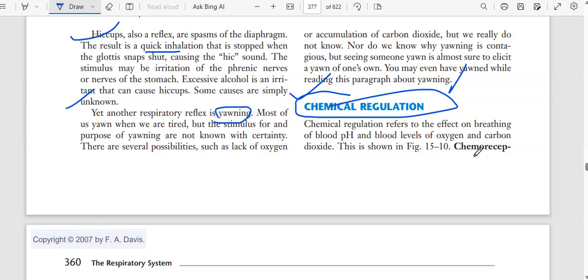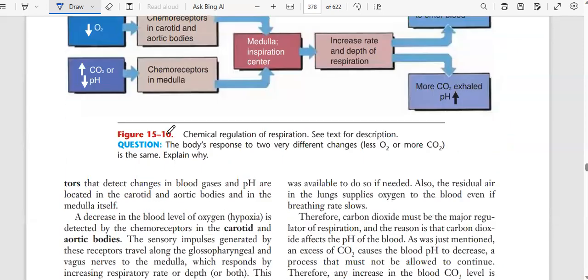Basically, you have chemoreceptors, very, very important. Chemoreceptors that detect changes in blood gas and pH are located in the carotid and aortic bodies and in the medulla itself. So here we have the receptors in the carotid arteries, aortic bodies, and in the medulla.